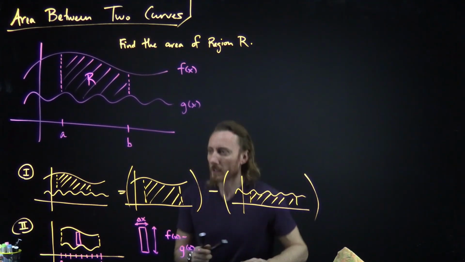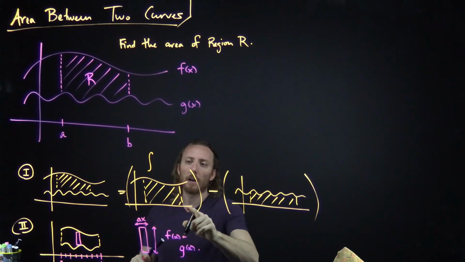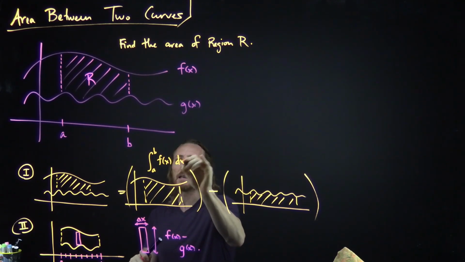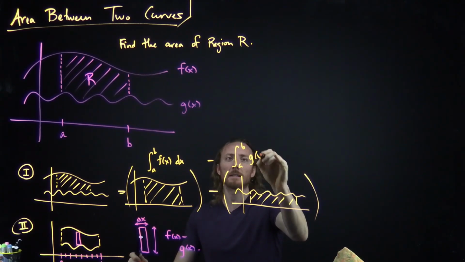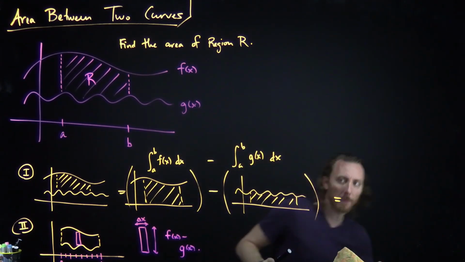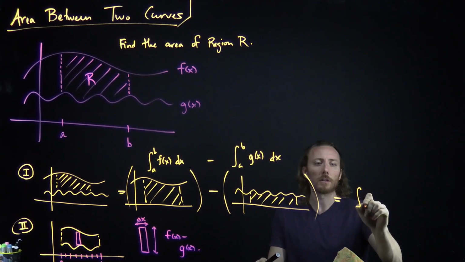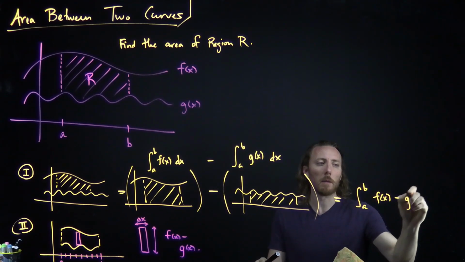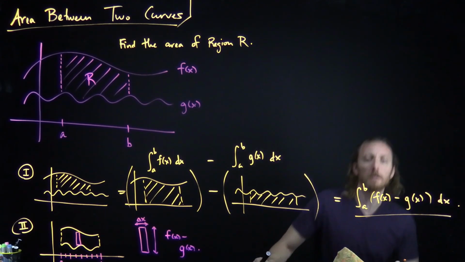And so what would this manifest as algebraically? Well, the area under the top function in this case would be the integral from a to b of f of x dx. And over here, we have the integral from a to b of g of x dx. And piecing this together, we know using properties of integration, the difference of integrals is just the integral of the difference. And so I'll write this as the integral from a to b of f of x minus g of x dx, piecing this all together.